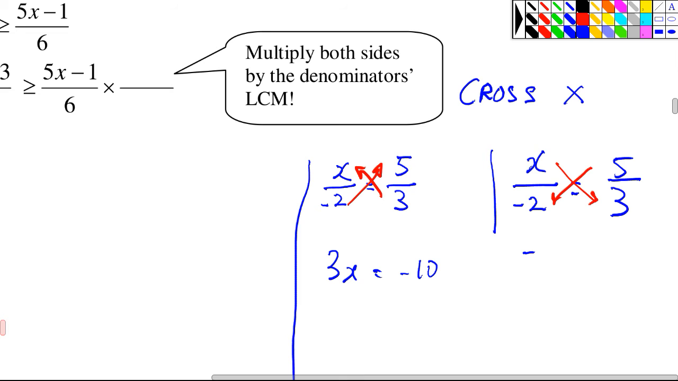Negative 10 equals 3x. Because I multiply downwards, right? So it will be this way and that way. Are the two equations the same? Yes. In an equation, nothing is wrong. Same one.